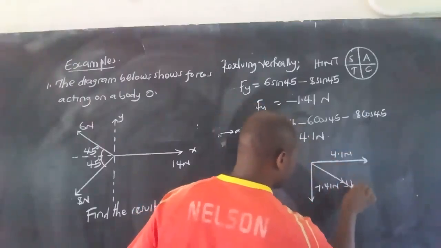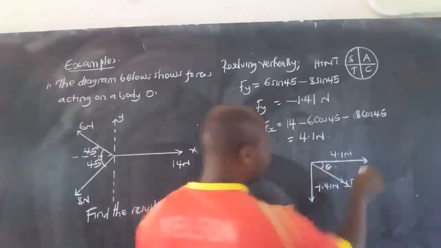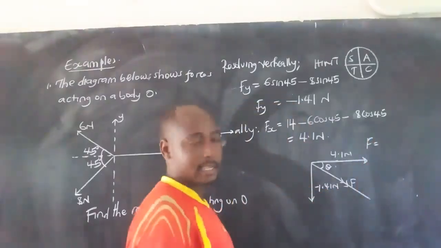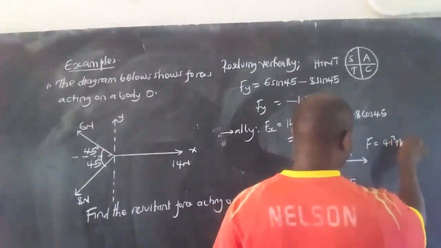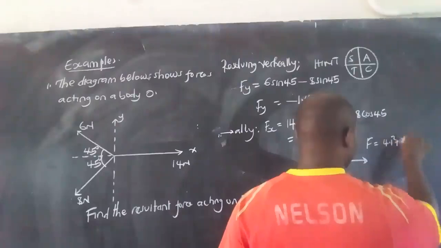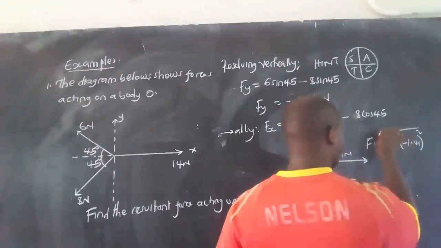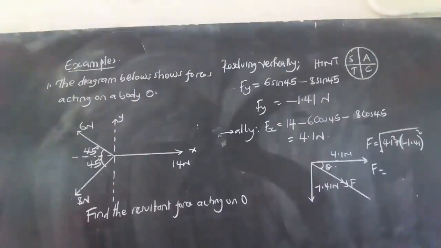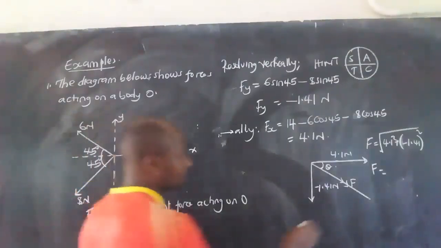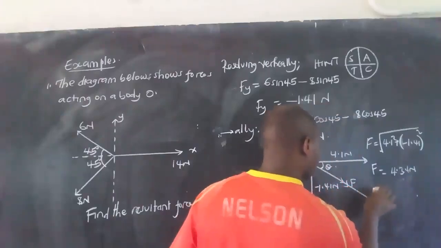This resultant, that's F, and this angle is theta. So how do we get the resultant? We should get the resultant first by squaring and adding them, right? Okay, so that is 4.1 squared plus a negative of 1.41 squared, and square root. So the resultant force now gives us around 4.34 Newton.